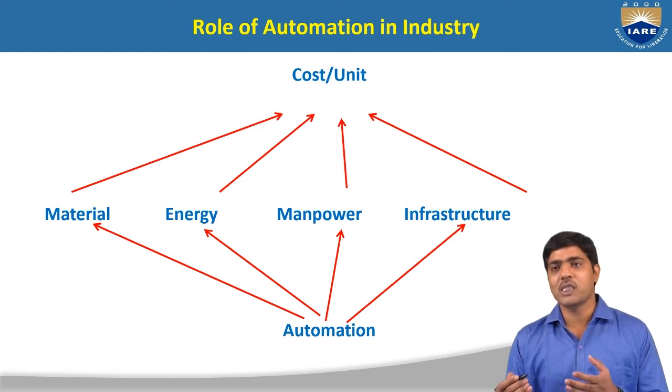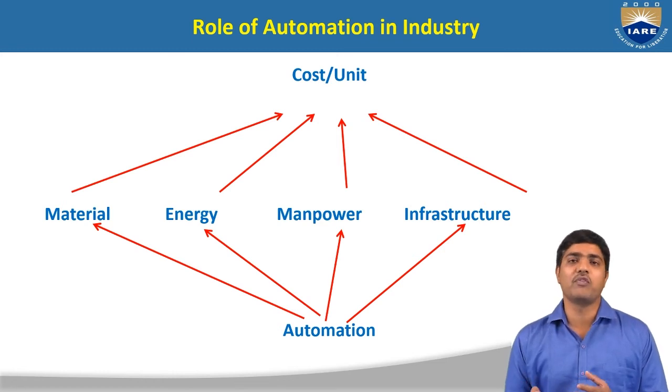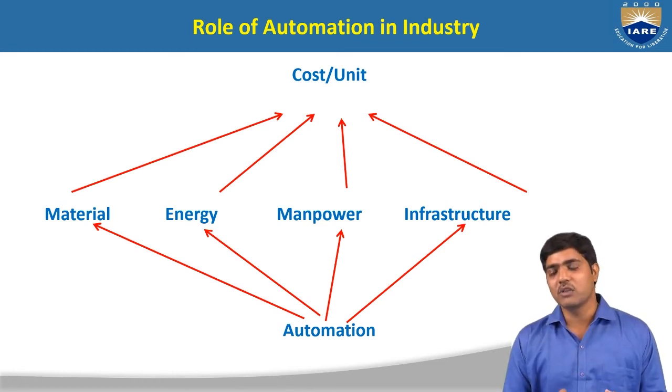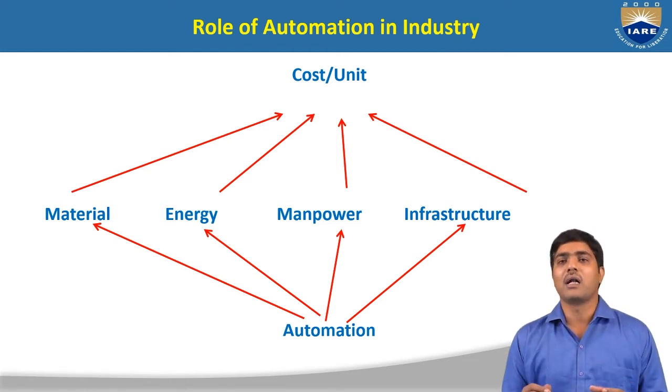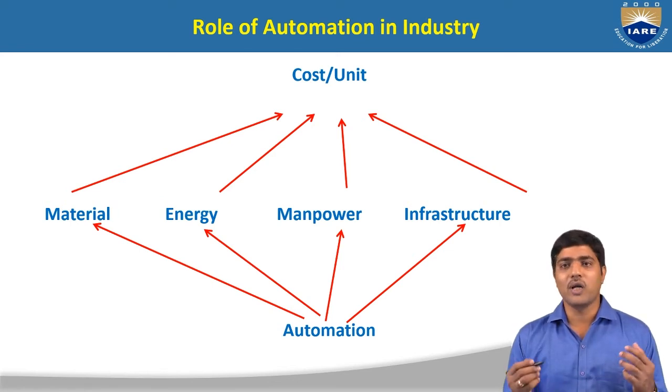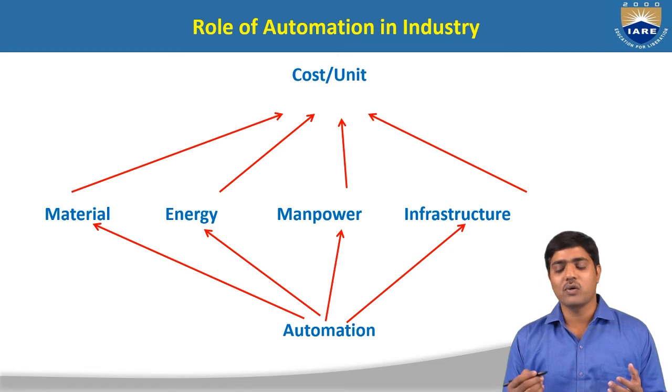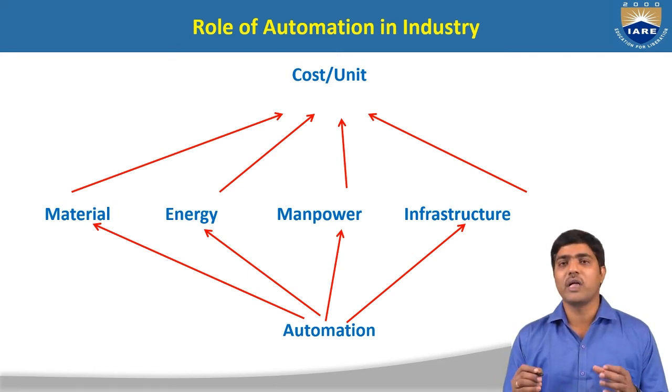Then the other one is infrastructure. Whenever you are going to automate the industry, the initial investment is going to be very high compared to the normal industry. Why? Because initially when you automate, you have to place all the machinery in a particular manner, and also you have to place a lot of sensors within the industry, and you have to establish control rooms, and supervisory control units at various or central locations.